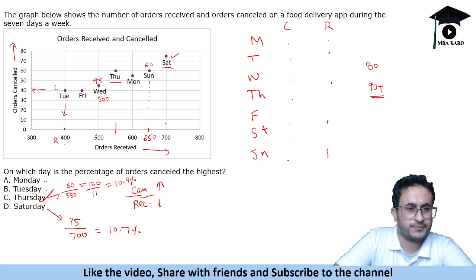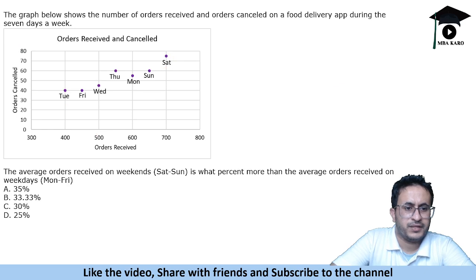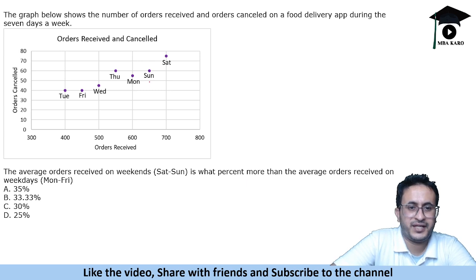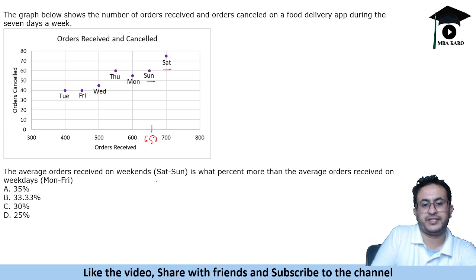Okay, next question. The average orders received on weekends is what percentage more than the average orders received on weekdays? Very simple question. Weekend the orders are Saturday and Sunday, this is 650 and 700. So the average order received on Saturday and Sunday is 675, and you need to find the average order received on weekdays.